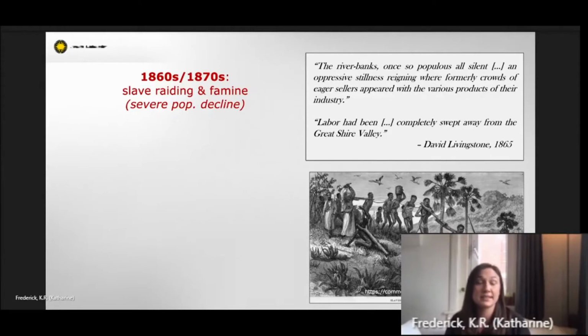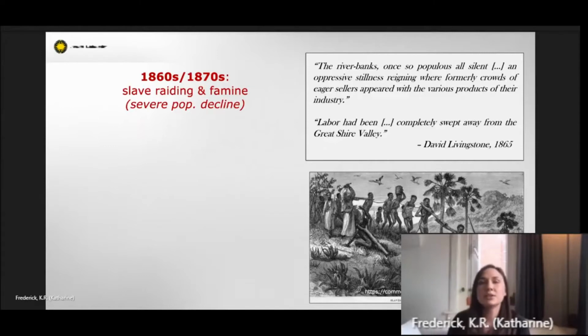And in fact, the famous explorer of the region, David Livingstone, who had visited the area many times both before and after this period, reported: "The riverbanks, once so populous, are all silent, an oppressive stillness reigning where formerly crowds of eager sellers appeared with the various products of their industry." Labor had been completely swept away from the Great Shire Valley.